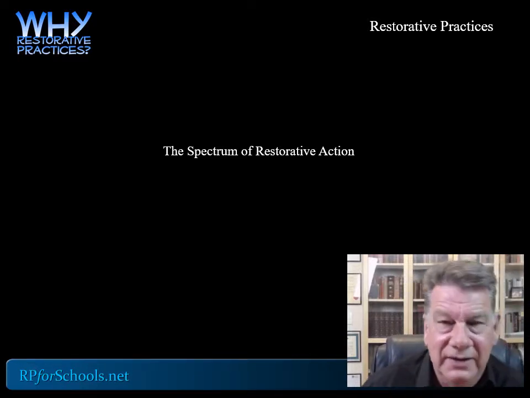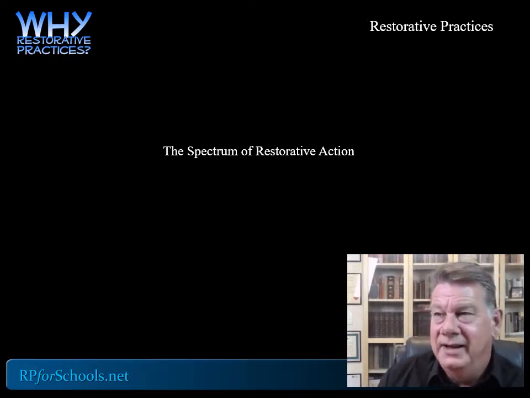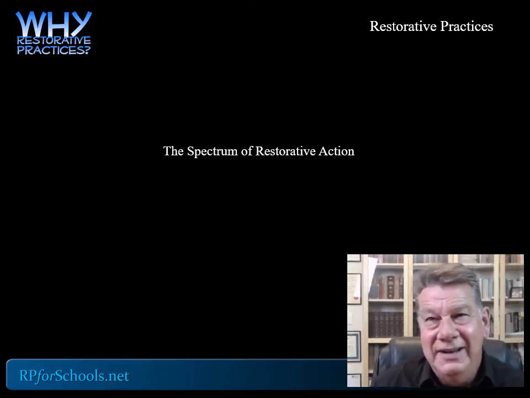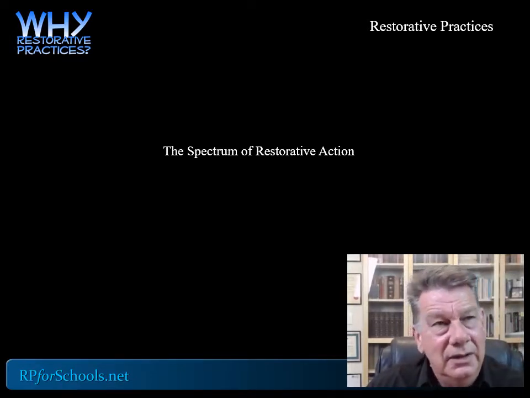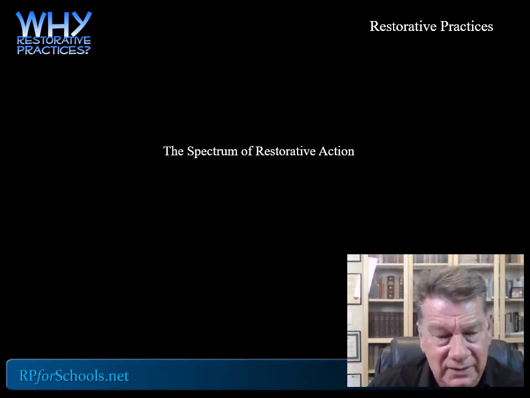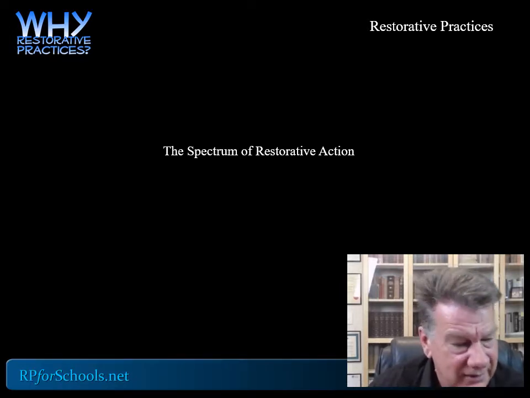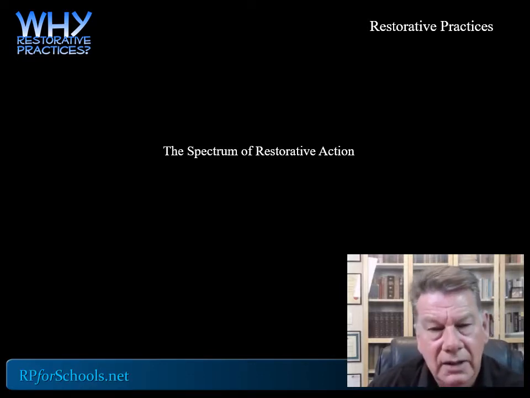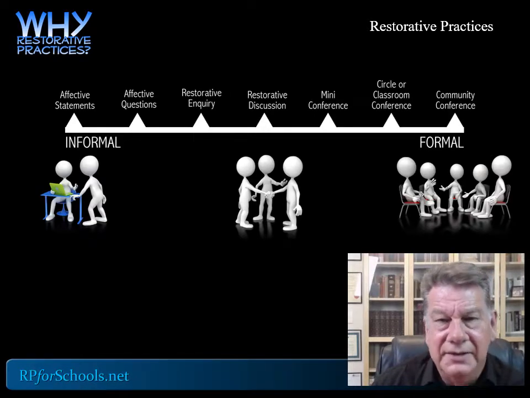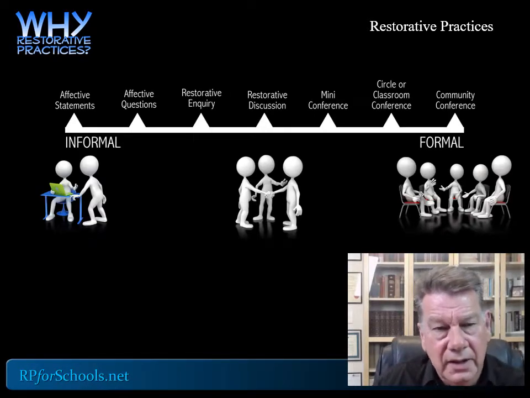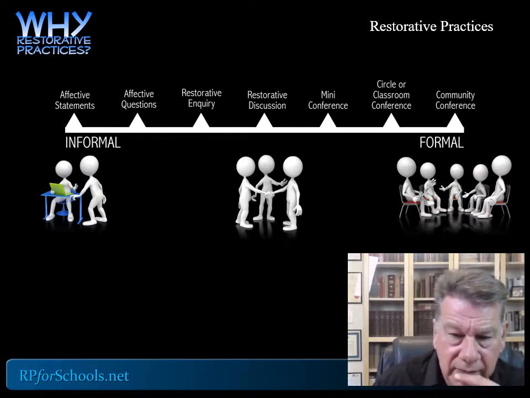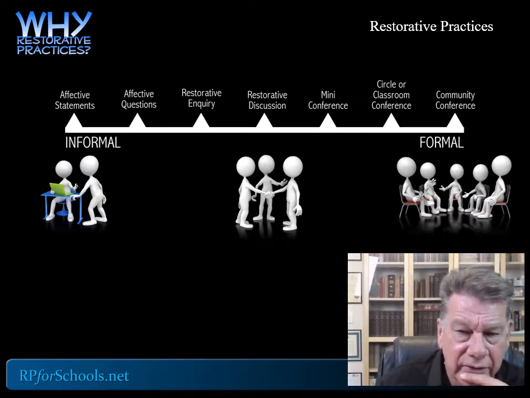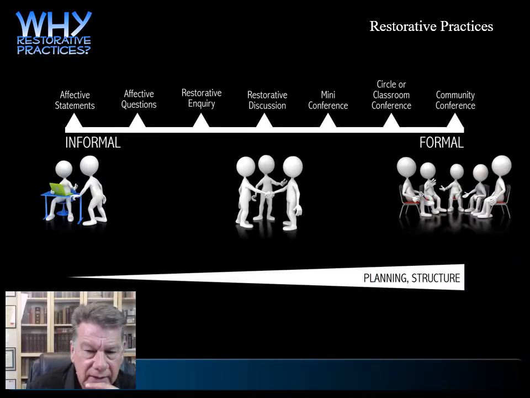So what does it look like? Well, there's a number of restorative practices or processes, and in fact any that meet those 5 criteria before, about including everybody that has a stake in the incident and exploring harm and so on. Those 5 principles define anything that is restorative. But there's a spectrum of restorative action from the everyday through to the special or quite uncommon, from the very informal through to the very formal processes.